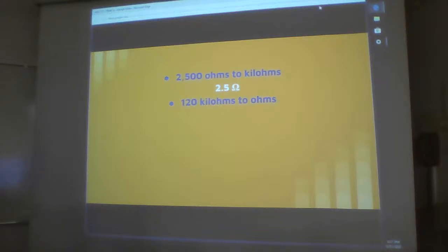120 kiloohms to ohms. So if we're going from kiloohms to ohms, we're going to convert. This is 120,000 ohms, and we want to find out how many ohms it is. Well, we know that 1 kiloohm is 1,000 ohms. So this would make this 120,000 ohms, because kilo is 1,000, so we would multiply the 120 and just write it out. That's how many ohms it is.